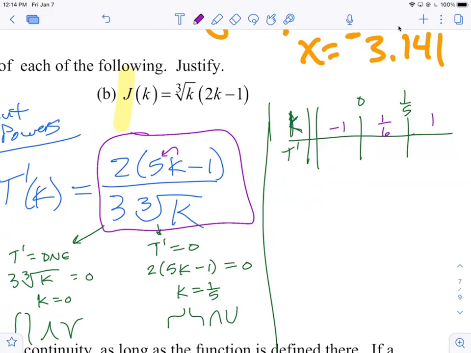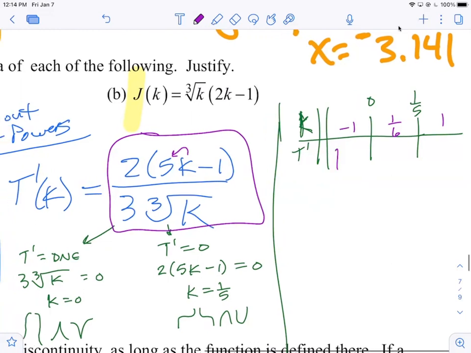So let's plug in a -1. -5 minus 1 is negative. Over the cube root of a negative is negative. What's a negative over a negative? Positive. Plug in a 1/6. 5/6, right? -1 is negative. Or 5/10, which is a half, minus 1 is still negative. So the top is negative, and then the cube root of 1/6 is positive. So we get a negative over positive, which is negative. And if you plug in a 1, you get positive over positive, which is positive. So once again, we do see a sign change every interval, but don't expect that to be the case.